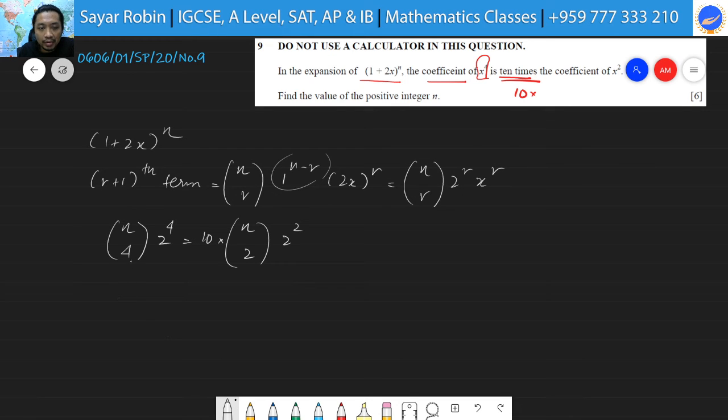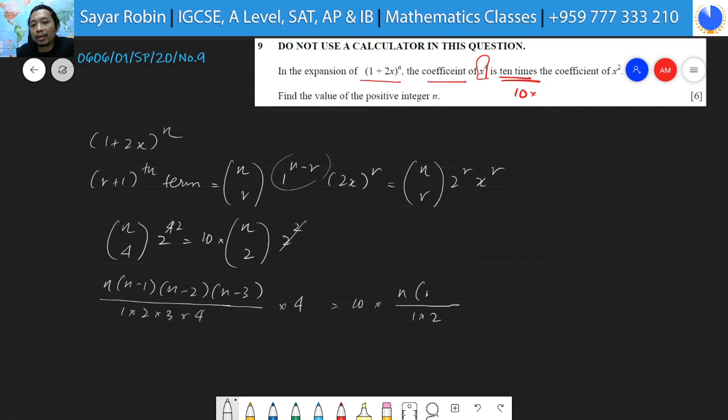So the r value is 4. We just need to do 1 multiplied by 2 multiplied by 3 multiplied by 4 in the denominator. In the numerator, n must be decreased by 1 each time: n into n minus 1 into n minus 2 into n minus 3, multiplied by 2 to the power 4. We can simplify in this step. So 2 squared is 4, equal to 10 multiplied by n choose 2, which is 1 multiplied by 2 over n times n minus 1. We can cancel this 4 and this 4, and then n and n minus 1 as well.